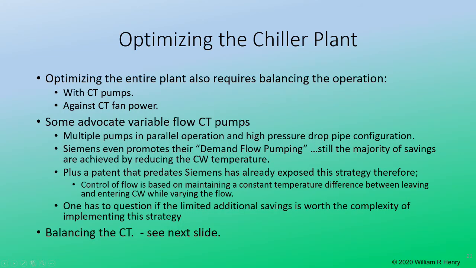The chiller is the linchpin when it comes to optimizing the chiller plant, but that is only half of the equation. Significant additional improvements are achieved by balancing the cooling tower operation with the chiller to maximize energy efficiency. Additionally, variable flow condenser water can offer additional savings, especially where multiple pumps are configured in parallel with high pressure loss piping systems. By the way, speaking of variable flow, if you run across the Siemens demand flow pumping concept and study the method as exposed by their patents, most of the savings is still due to the chiller operating with lowered condenser water temperatures.